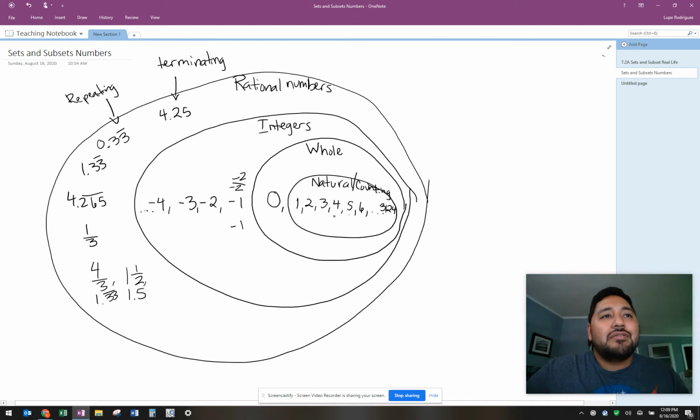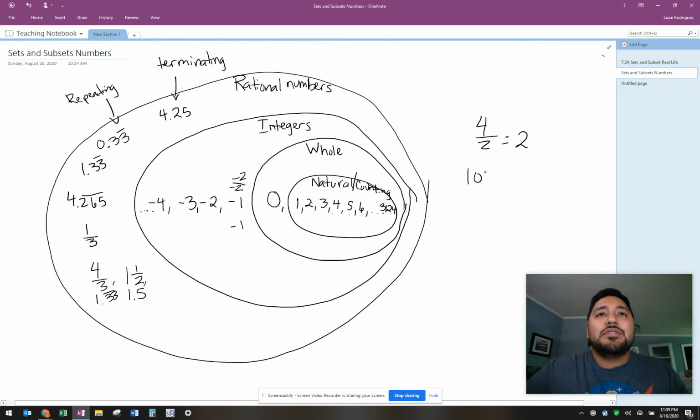Let's say I have a number which is 4 over 2. Well, 4 divided by 2 is just 2. So that would really go right here. So even though it's a fraction, it can be simplified. Let's do another one. It can't be simplified, so it goes to a natural number.